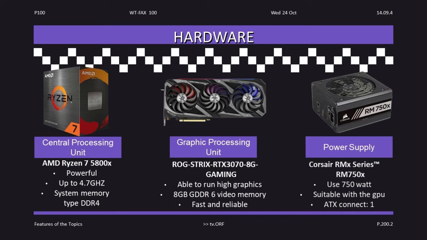The second hardware is her graphic processing unit. We have chosen the Asus ROG Strix RTX 3070 8G Gaming. This powerful graphic processing unit can run graphics smoothly in gaming or editing. This GPU uses the video memory of 8GB GDDR6 and it has a memory speed of 14GB per second.